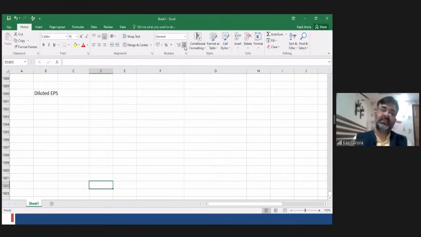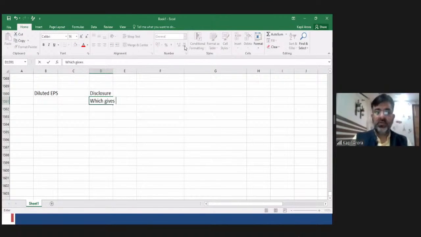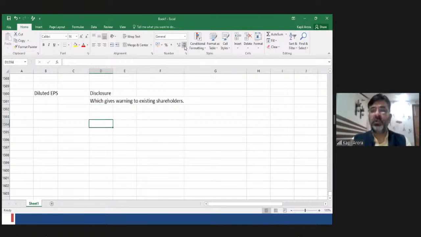Now the thing is, diluted EPS is actually just a disclosure which gives a warning to existing shareholders. What kind of warning are the existing shareholders getting?